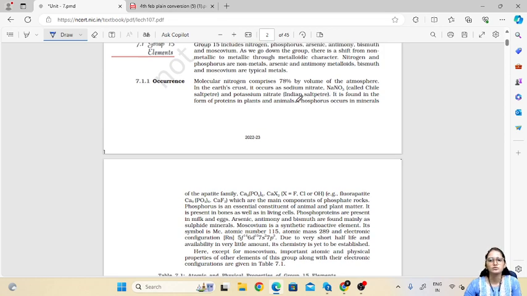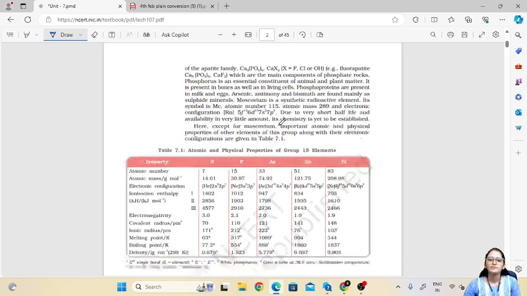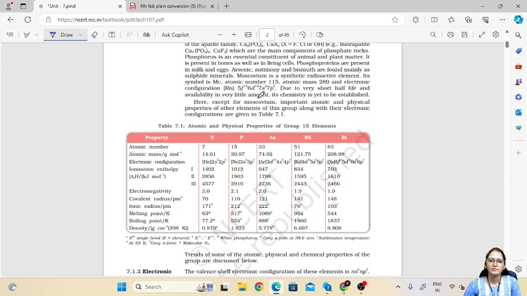Nitrogen we can mostly find in the atmosphere. Phosphorus we can find in the phosphate rocks. Phosphorus is an essential constituent of animal and plant matter. It is present in bones and also living cells. The other elements are found in the form of minerals and ores.